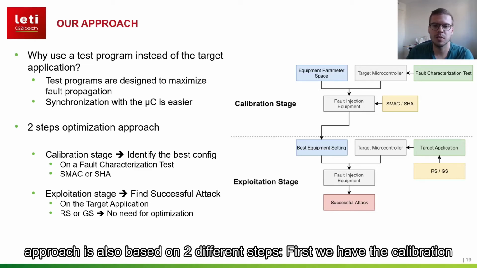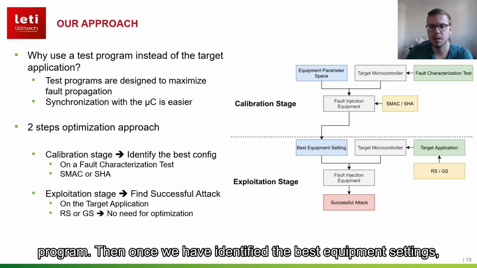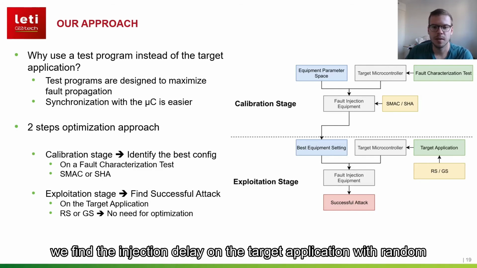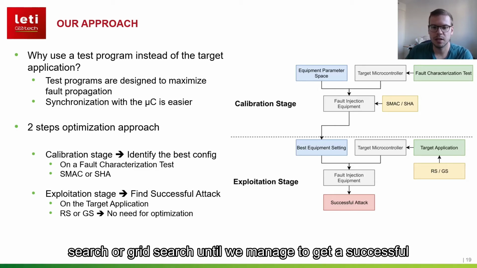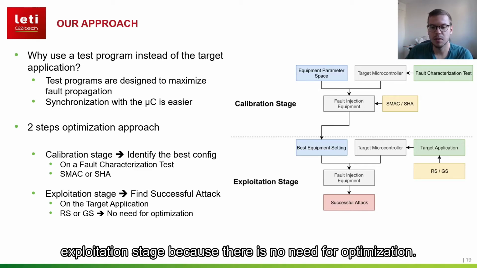So our approach is based on two different steps. First, we have the calibration stage to identify the best settings using SMAC, for example, on the test program. Then, once we have identified the best equipment settings, we find the injection delay on the target application with random search or grid search until we manage to get a successful attack. We can use random search or grid search for the exploitation stage because there is no need for optimization.